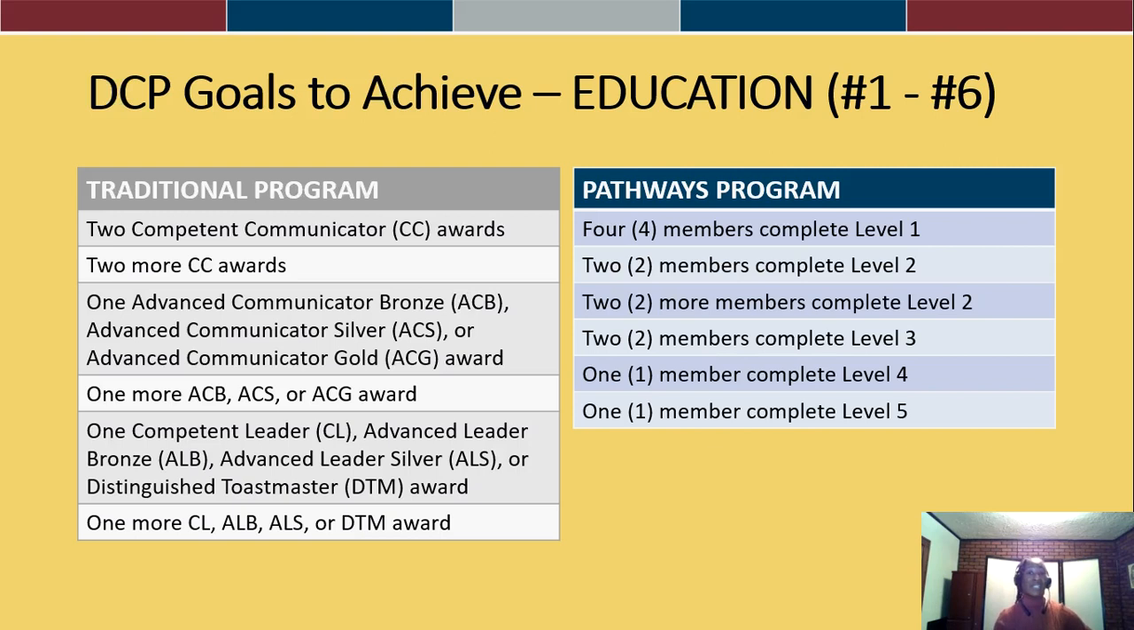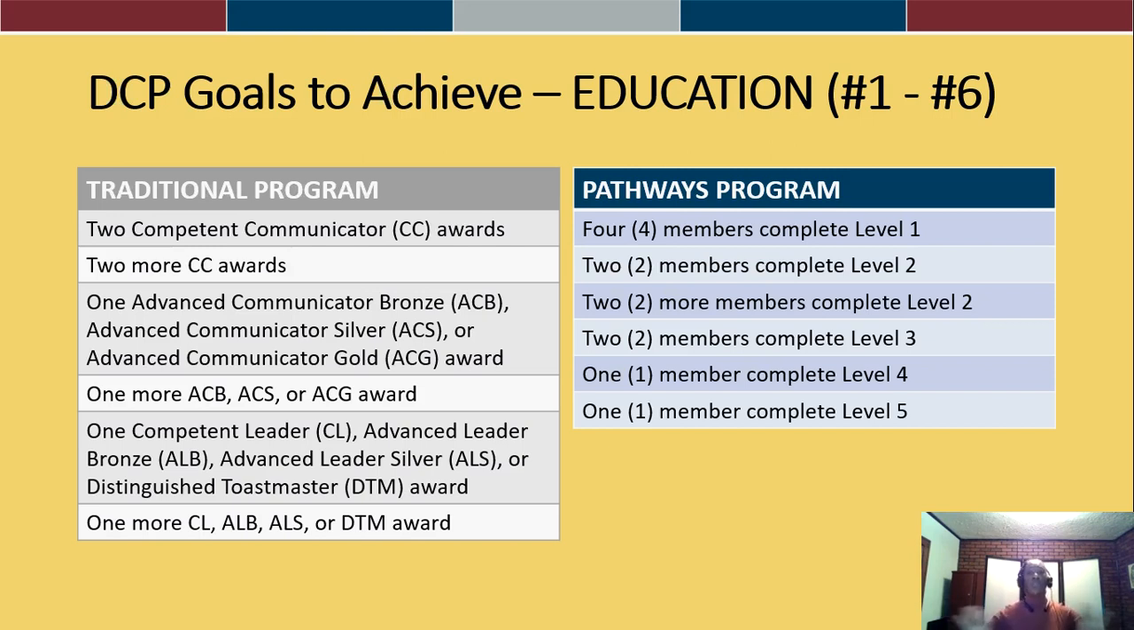However, because Pathways now exists, you can achieve 6 of the Pathways goals as well. So consider earning a level 1 by having 4 of your members earning level 1, 2 of your members earning level 2, and then getting 2 more of your members earning level 2. Get 2 of your members earning level 3, 1 of your members earning a level 4, and then 1 of your members earning a level 5. And that's how you can earn educational awards under Pathways.